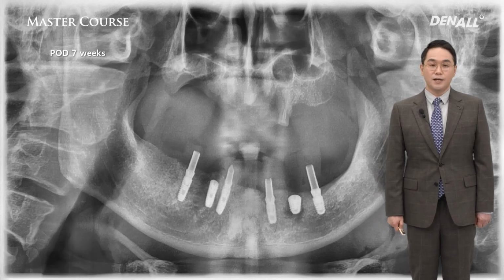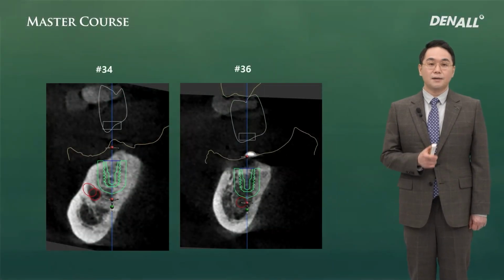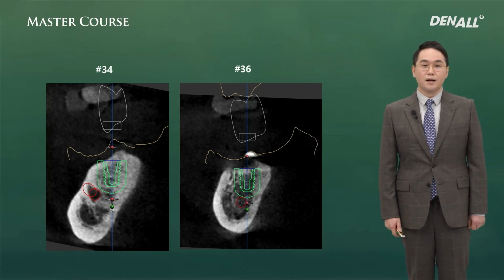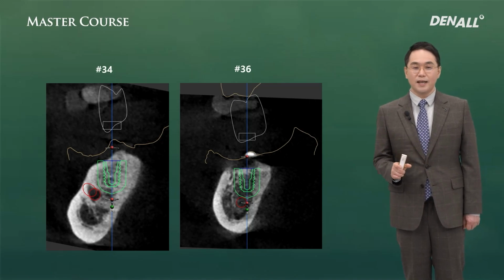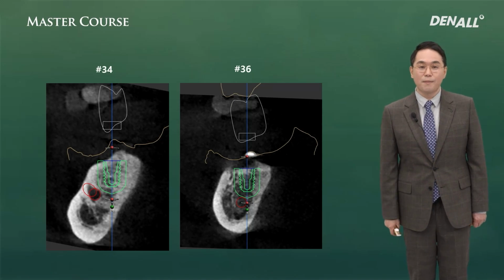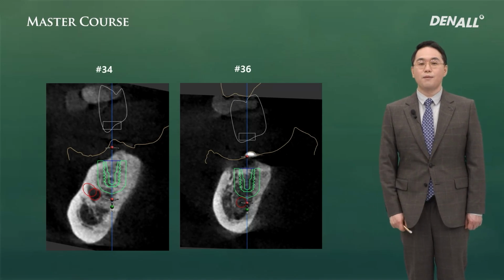I reviewed the data when I planned the surgery. This is the planning data for number 34 and 36. Mandibular canal position, implant length, and buccal and lingual wall thickness around the implant, that's what I considered. I did not think about bone quality.